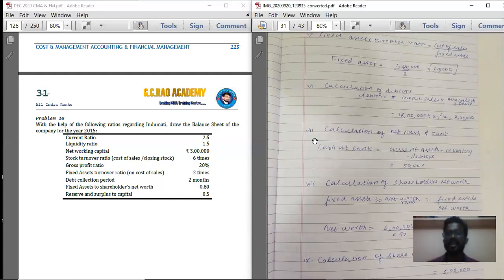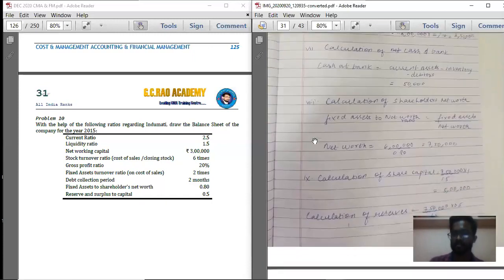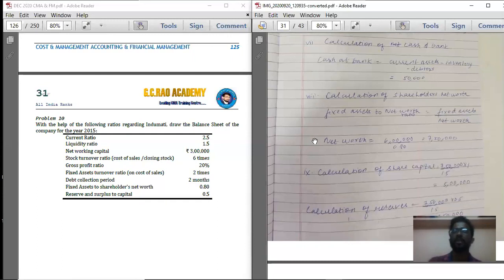So what is current assets? 5 lakhs. And what is inventory? 2 lakhs. And debtors is 2,50,000. If you reduce all, you will get 50,000. Cash at bank is equal to 50,000. So below that, point number 8.